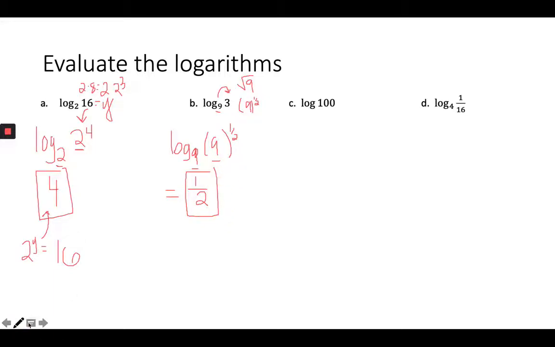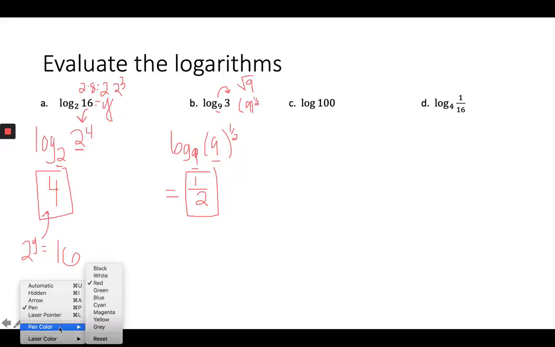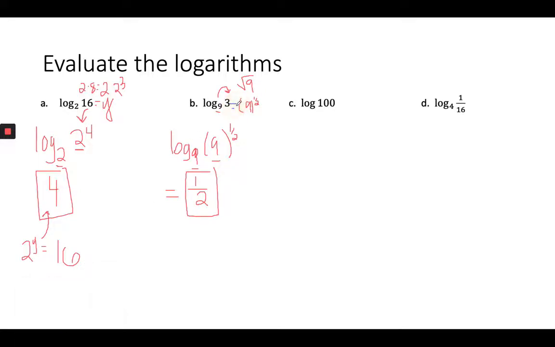Again, if you don't want to use that method, you can always go back into that exponential form, and this would be 9 to the y power has to equal 3, and the square root of 9 is 3. So 1/2 is our exponent, and 1/2 is what this evaluates to.